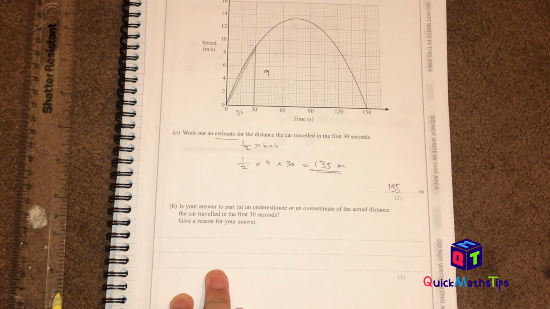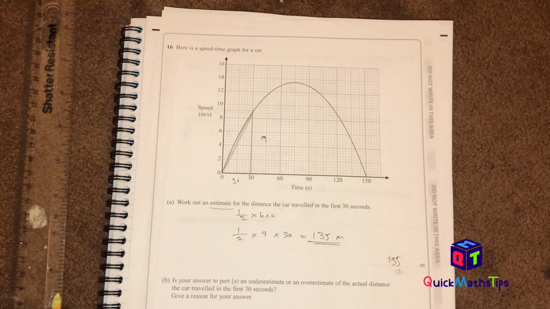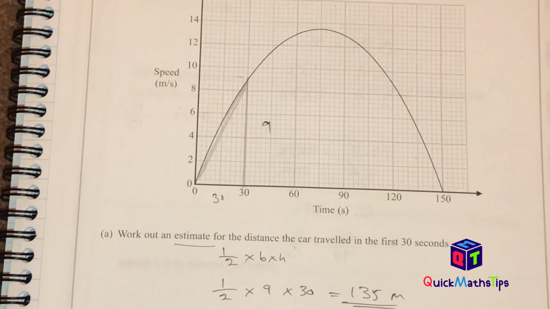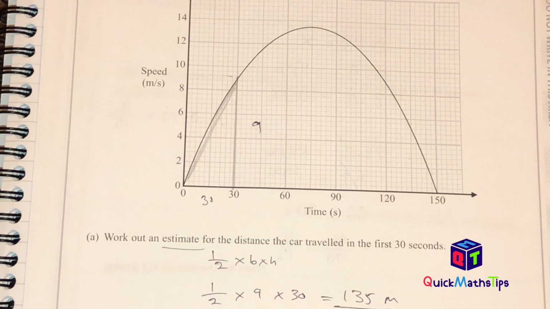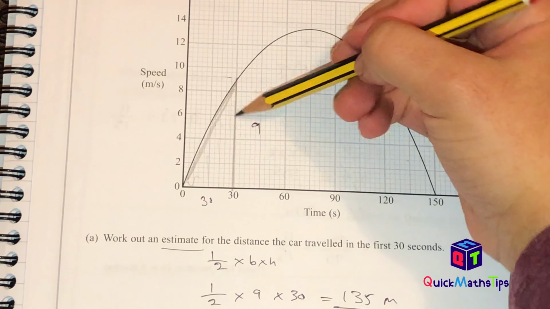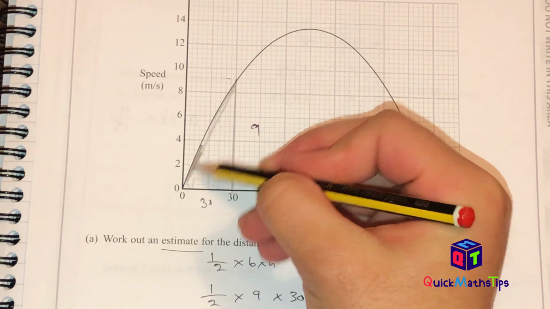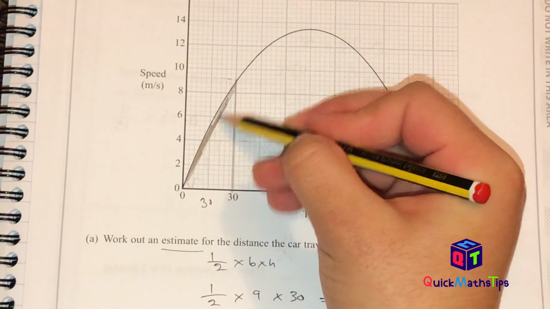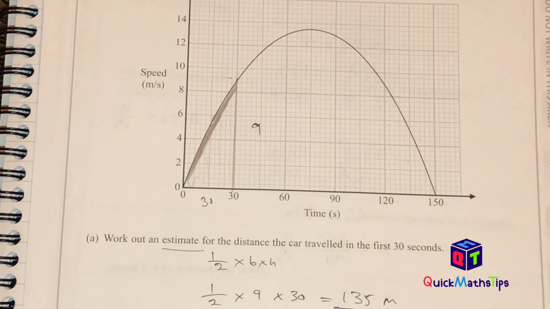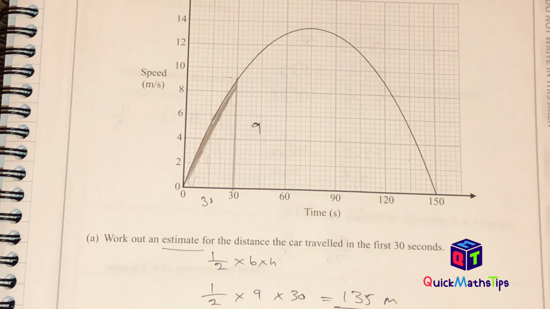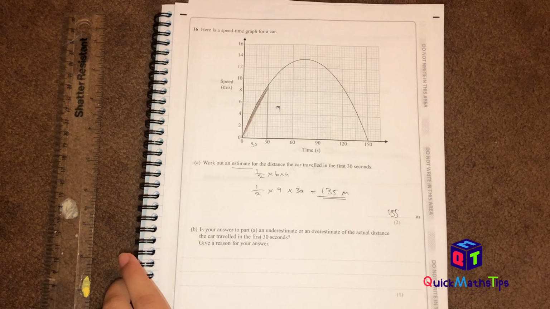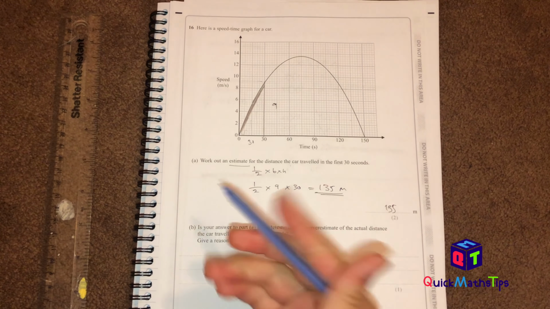Is your answer to part 8 an underestimate or an overestimate? Now, what we have done, if you look closely, is we have worked out the area of this triangle. Okay, only the area inside the triangle. We didn't work out this area here. So we have not worked out the total area underneath the curve because it is a curve. We estimated it to be a triangle, therefore it's going to be an underestimate. So I'm going to say underestimate.